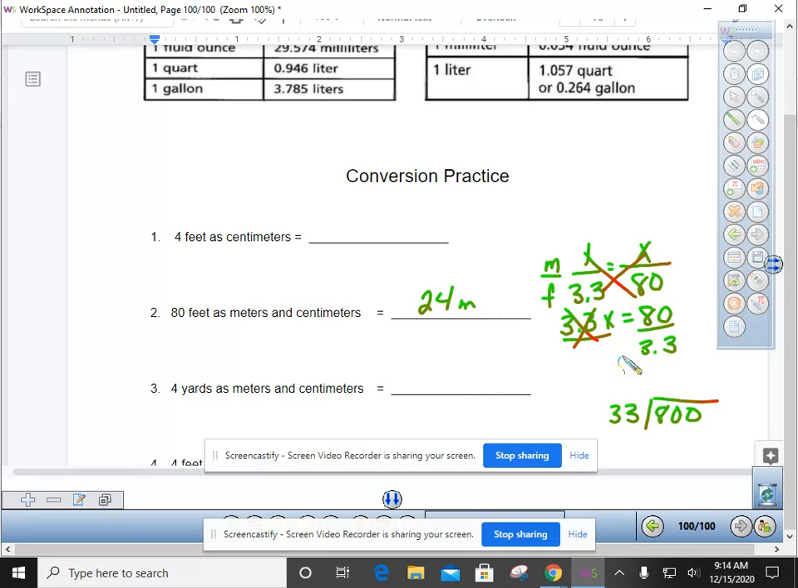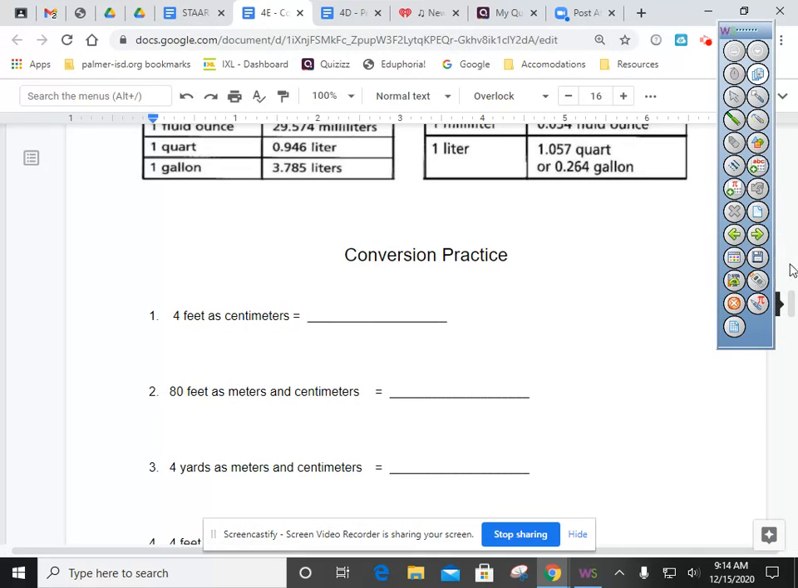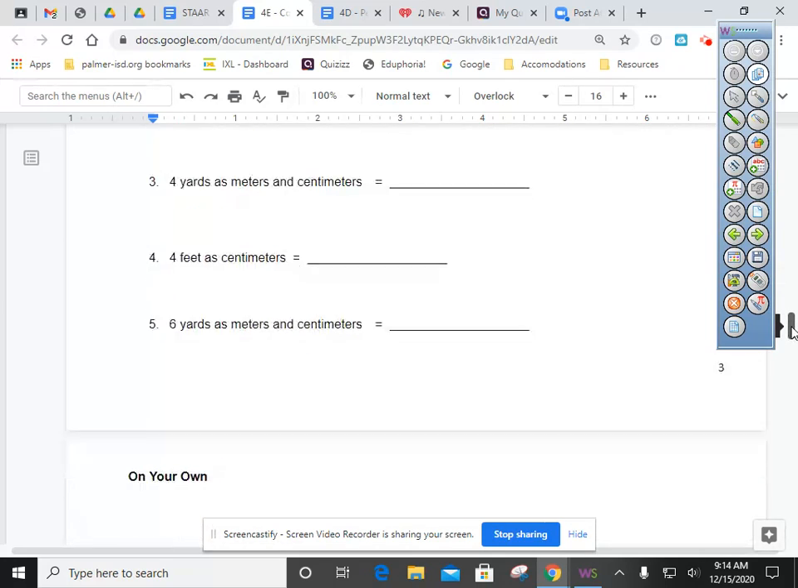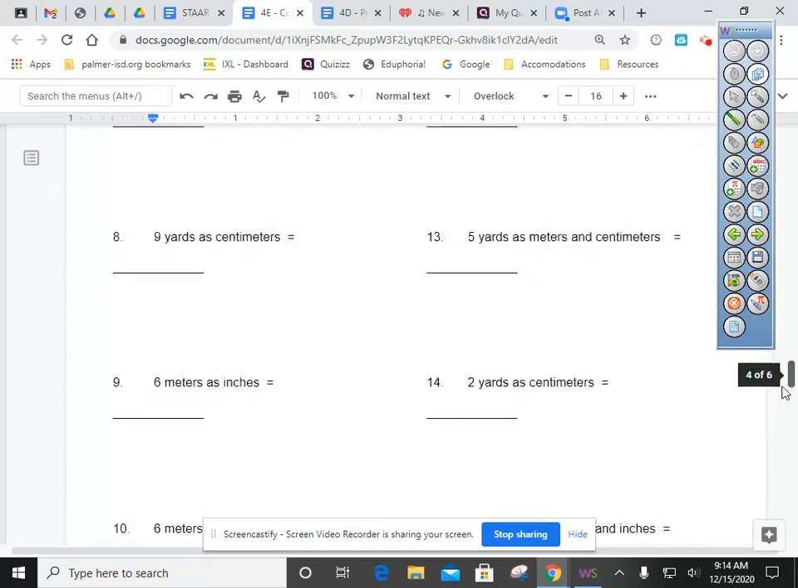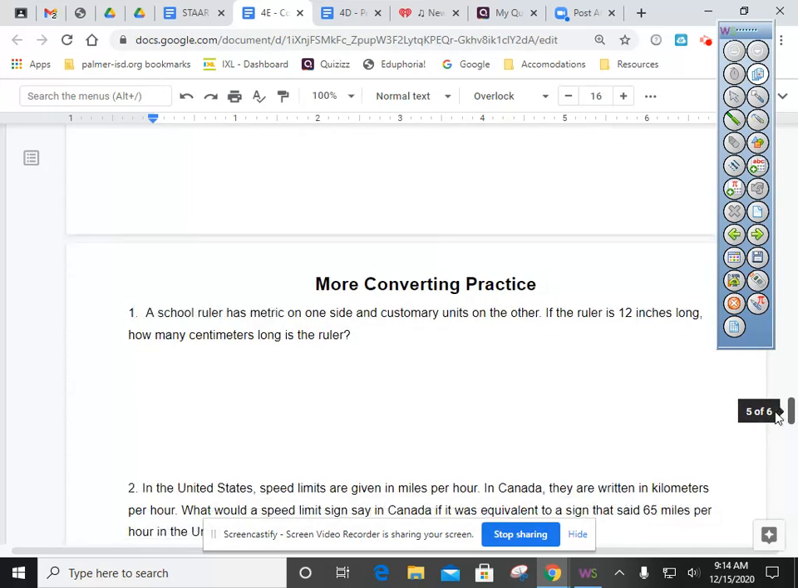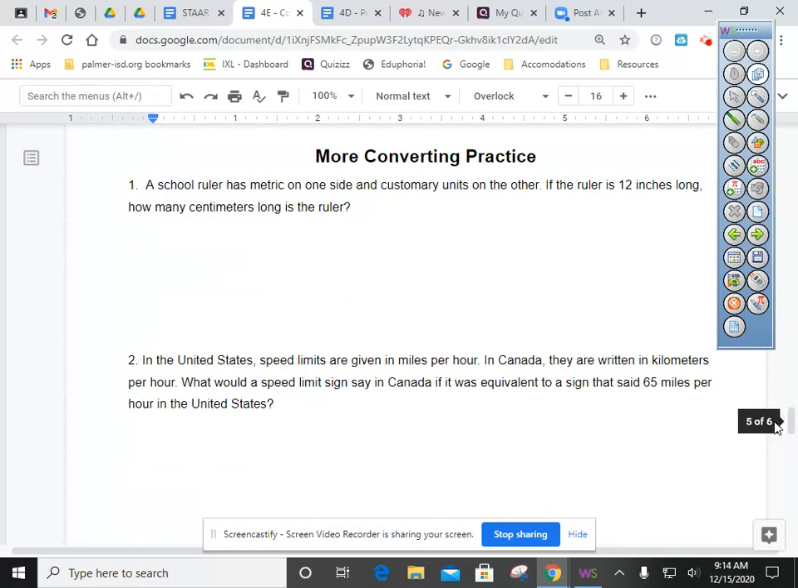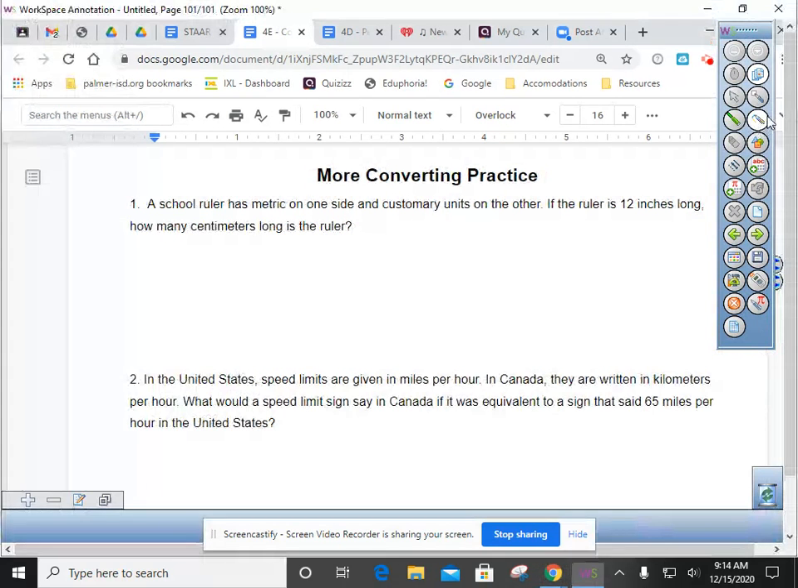So does anyone have any questions over what I'm doing here? Are you good? No, ma'am. Because I'm going to move on. You do not have to do any of the rest of those. I want you to look to page 5 that says more converting practice. They will always give you the conversions, okay? They will always give you the conversions. Just today you're going to have to look them up.